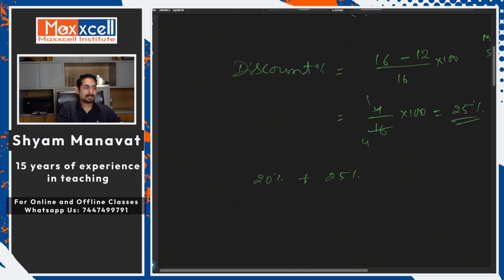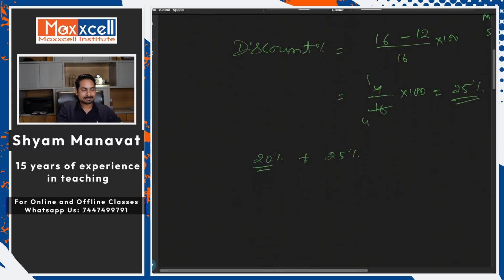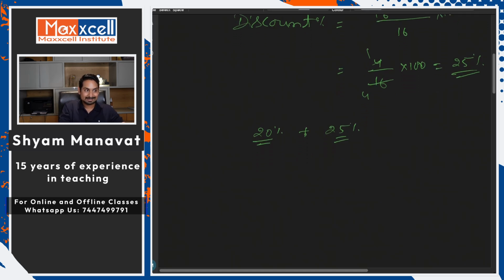Now what will I do? If discount percentage is 20% and then further 25%, you know the series of discount. In the series of discount, for people who are watching this video directly, this is not equal to 45. This is series of discount. Guys, please watch the concept of series of discount.